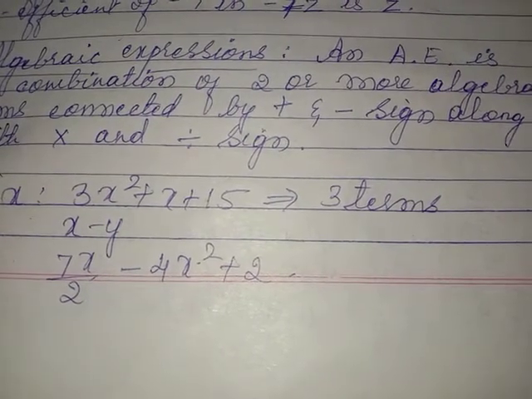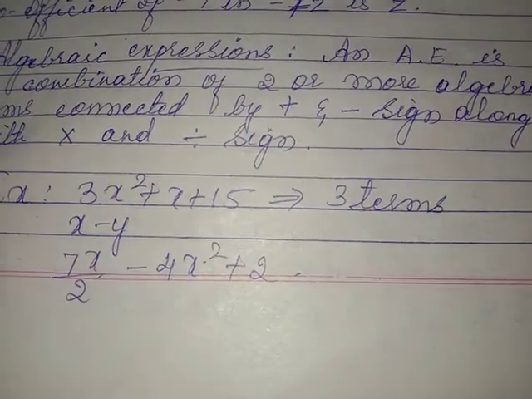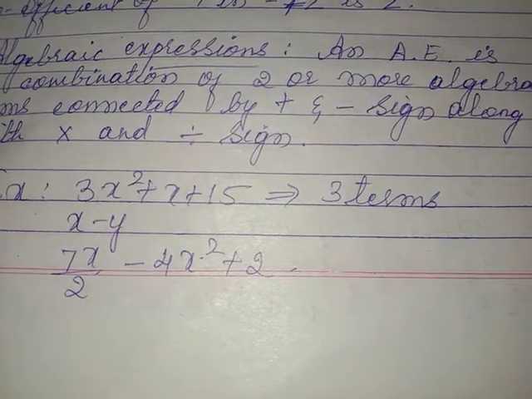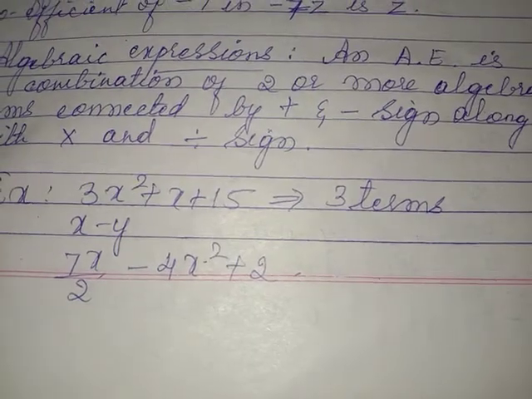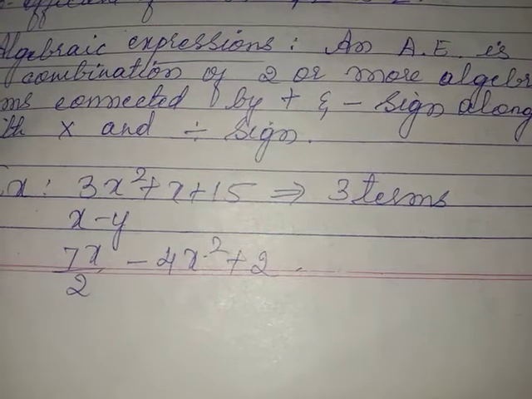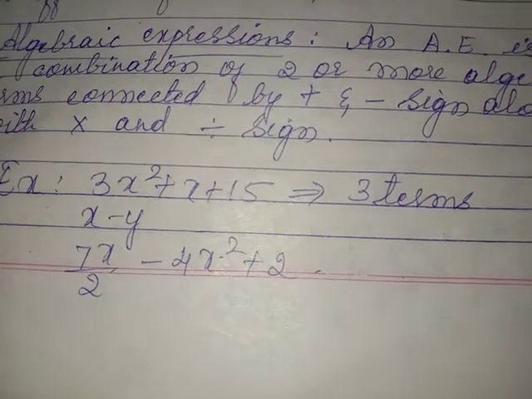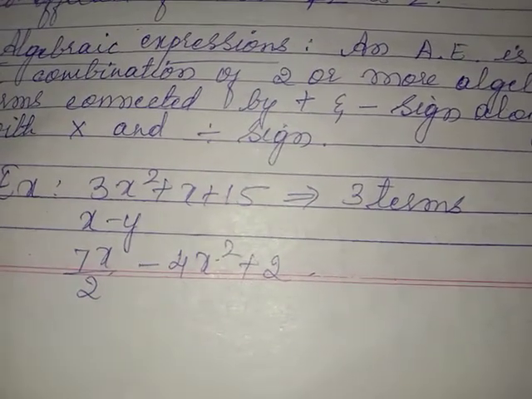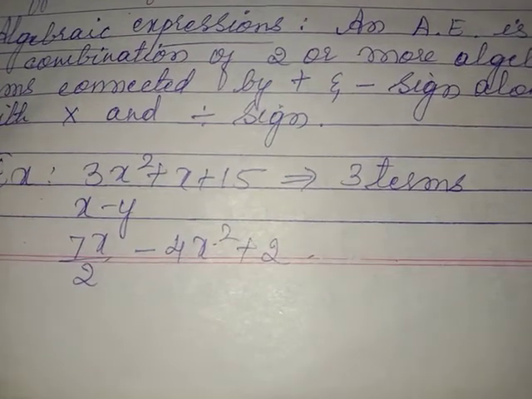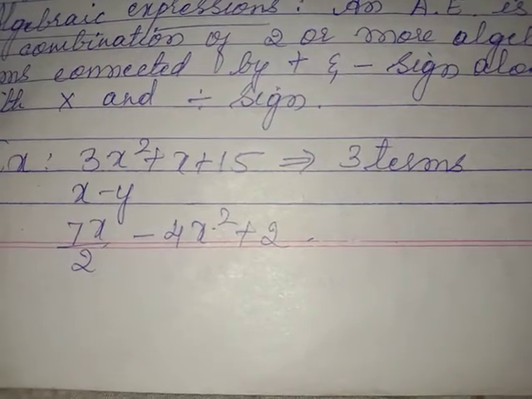So how many terms do we have here in 3x square plus x plus 15? Just observe here, 3x square is one term, x is one term, and 15 is the third term. So totally we have 3 terms, isn't it? Now another example, x minus y is an algebraic expression. Even 3x square plus x plus 15 is also an algebraic expression. Why? The terms are connected with a plus sign.